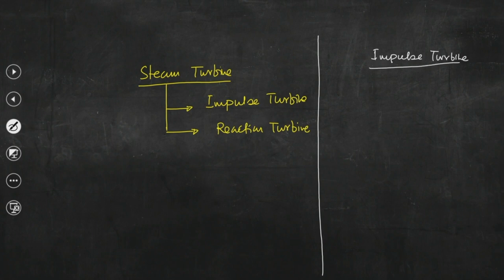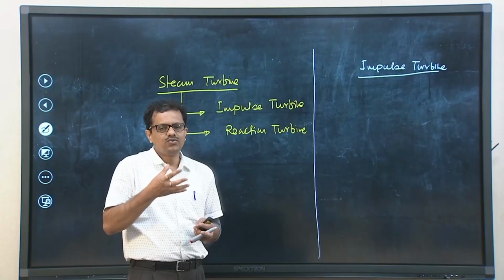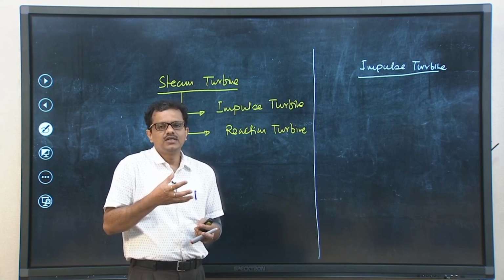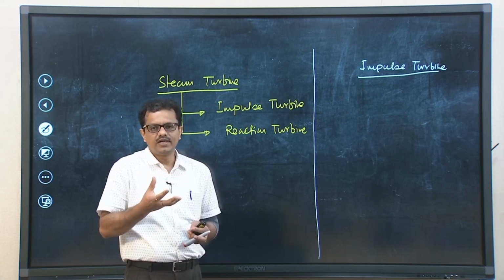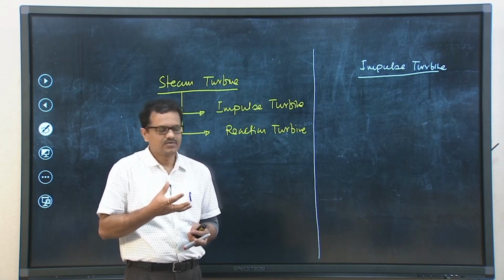Impulse turbine, you can understand from the name itself, works on the basis of impulsive effect. What does impulsive effect mean? Basically, it is a change in momentum. So, the wheel will rotate solely due to the change in momentum of the flowing steam jets.